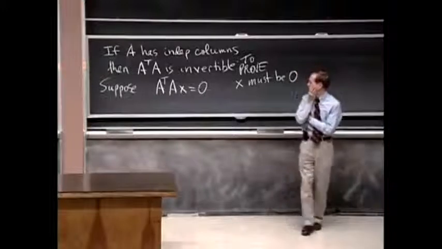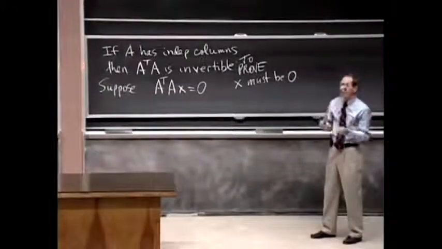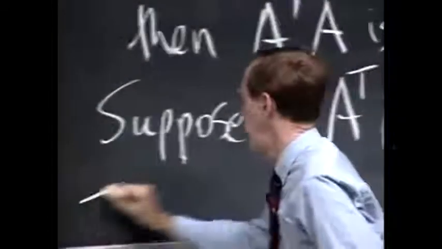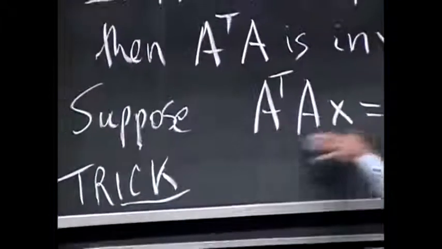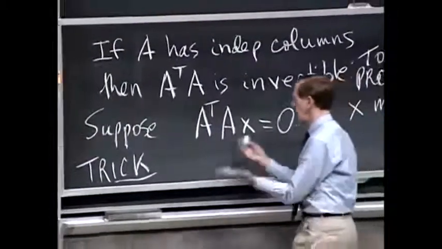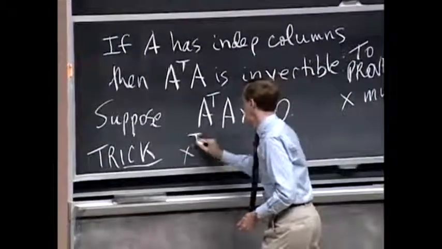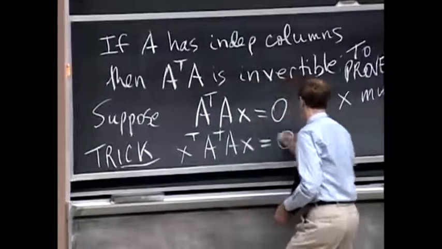Actually, I have two ways to do it. Let me show you one way. Here's the idea: take the dot product of both sides with X. So I'll multiply both sides by X transpose. X transpose A transpose A X equals 0.